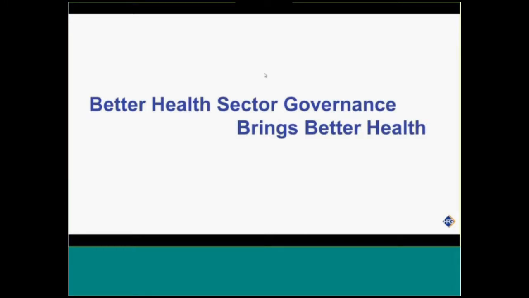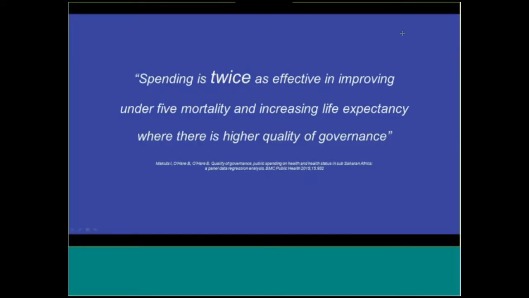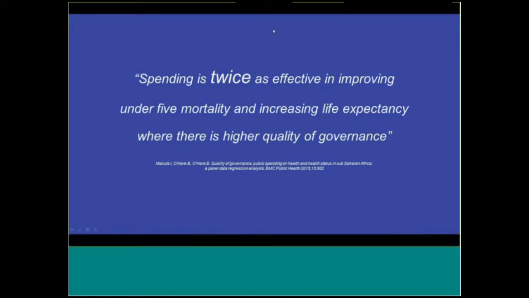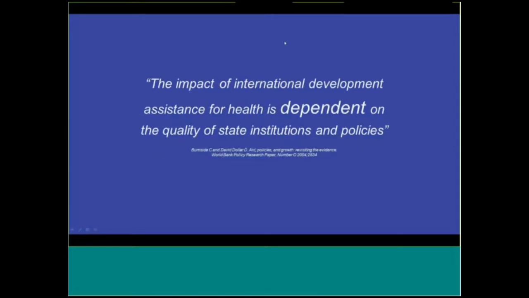We all know that health sector governance brings better health. That's why we're on this call today. And we know that there's good evidence behind this. Spending, we know, is twice as effective in improving under-5 mortality and increasing life expectancy when there's higher quality of governance, using the World Bank governance measures. We know that the impact of international development assistance is dependent on the quality of institutions and of policies, the key aspects of governance.